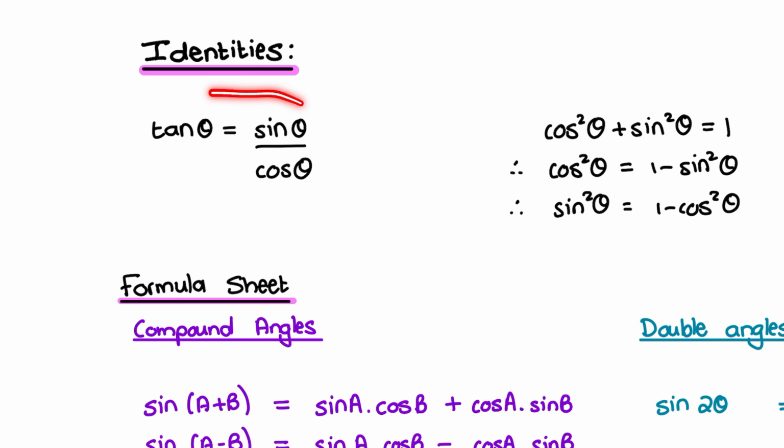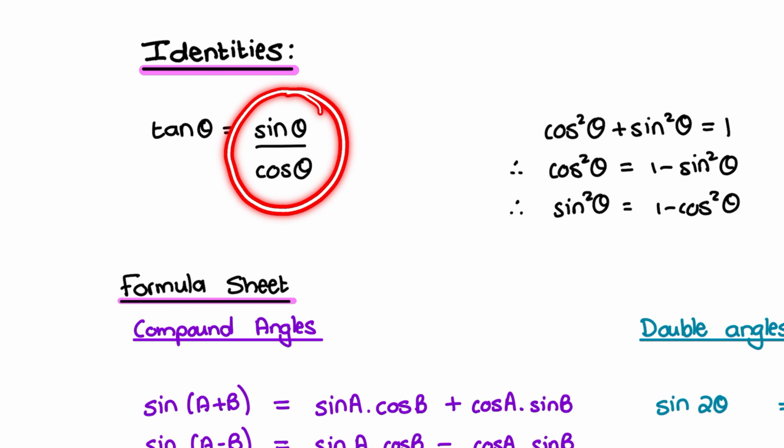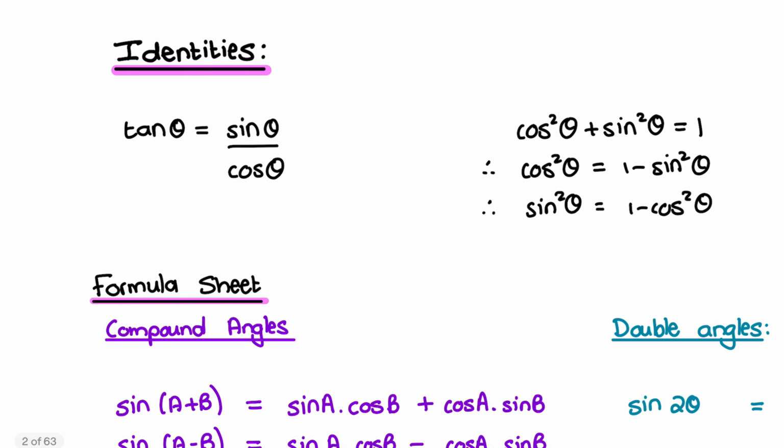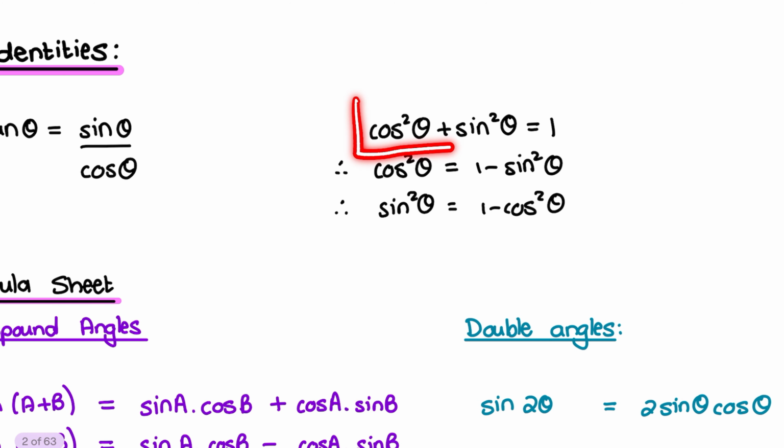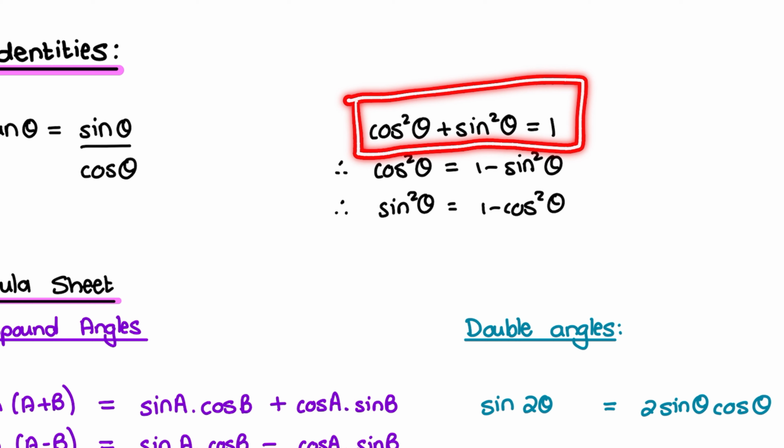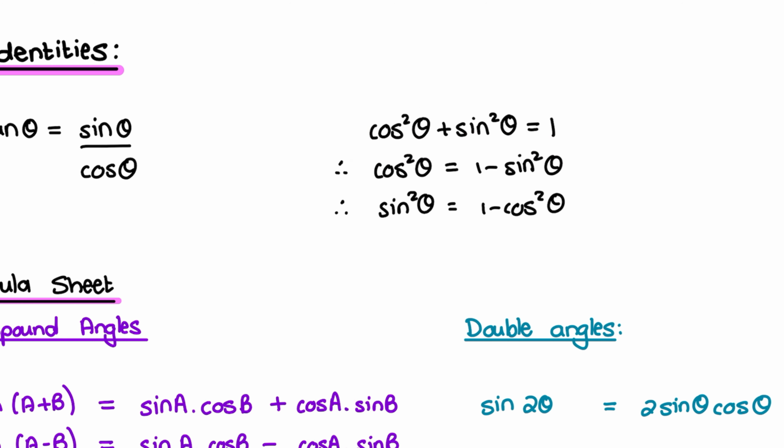The first identity that we need to memorize is that tan of theta can be written as sine theta over cos theta. Next, cos square theta plus sine square theta is equal to 1. Now, you can also use this as cos square theta is equal to 1 minus sine square theta.